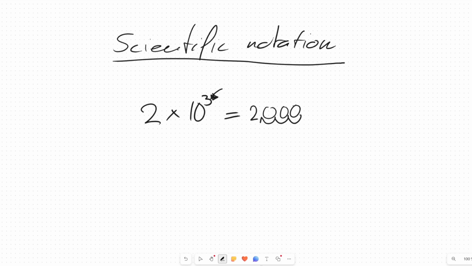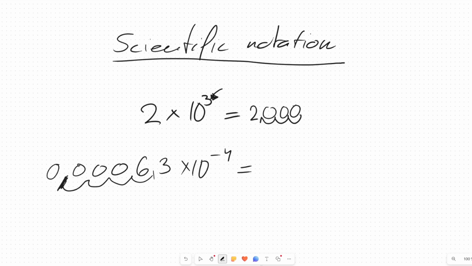If I have to turn the number 6.3 times 10 to the power of minus 4 into standard notation, then I have to move the comma 4 times, in this case to the left because the exponent is negative. So if I move this comma to the left 4 times, 1, 2, 3, and 4 times, then the comma is going to be here, and I will have 0.00063. So 0.00063 is 6.3 times 10 to the power of minus 4 in scientific notation.